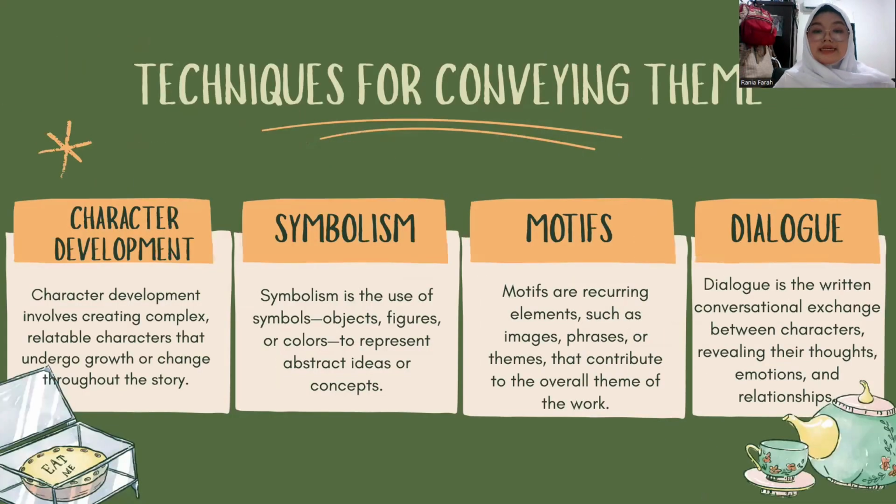There are also techniques for conveying theme: character development, symbolism, motifs, and dialogue. Character development involves creating complex, relatable characters that undergo growth and or change throughout the story. And symbolism is the use of symbols, objects, figures, or colors to represent abstract ideas or concepts.